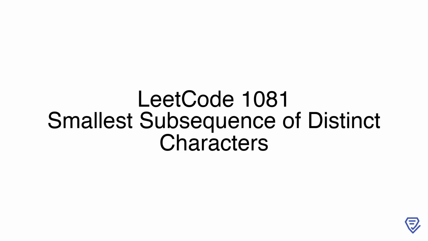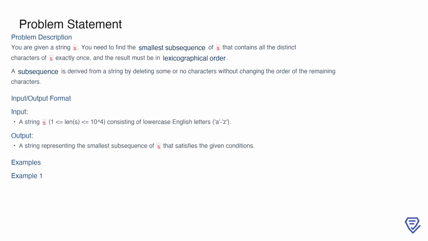Let's dive in. In this problem, the task is to find the smallest subsequence of a given string S that includes all the distinct characters in S exactly once. Additionally, the subsequence must be in lexicographical order, which means the characters should appear in the same order as they would in a dictionary. A subsequence, as a reminder, is formed by deleting 0 or more characters from a string without rearranging the order of the remaining characters.